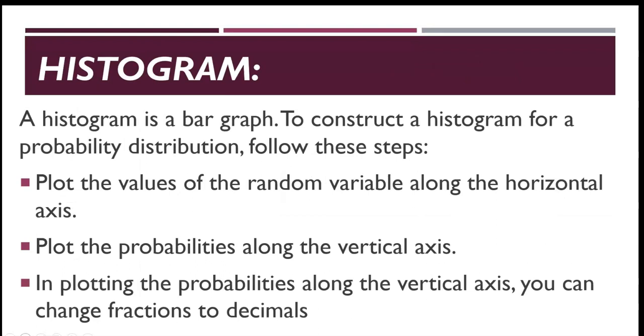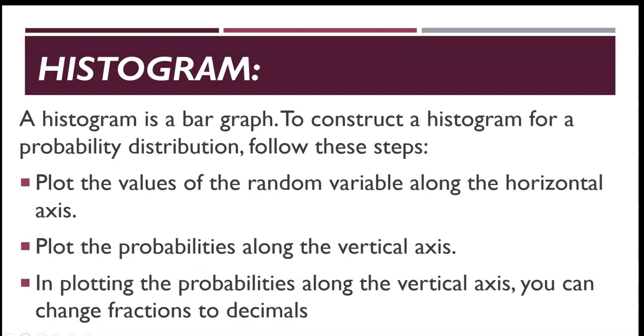Now another way of representing a probability distribution is through a histogram. A histogram is a bar graph. To construct a histogram for a probability distribution, we follow these steps. Step 1, we plot the values of the random variable along the horizontal axis. Next, we plot the probabilities along the vertical axis. And in plotting the probabilities along the vertical axis, you can change fractions to decimals, or you can keep fractions and not change them to decimals.